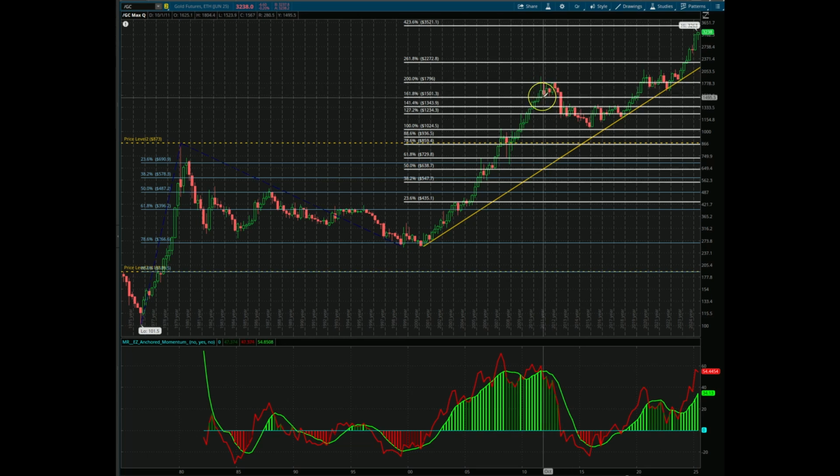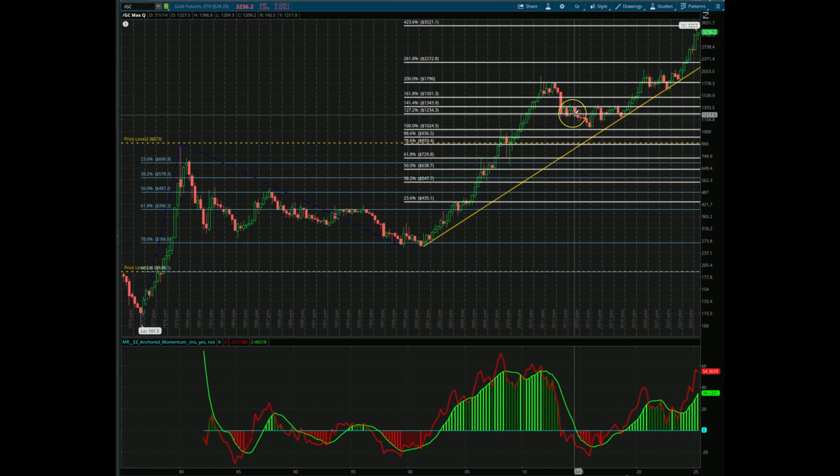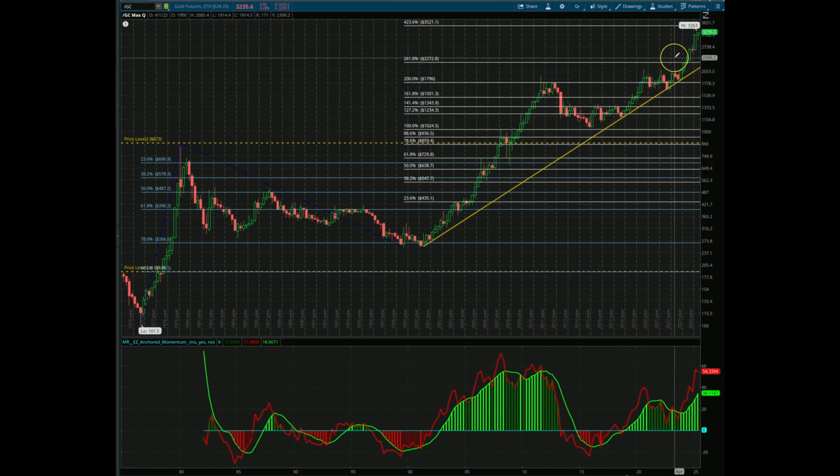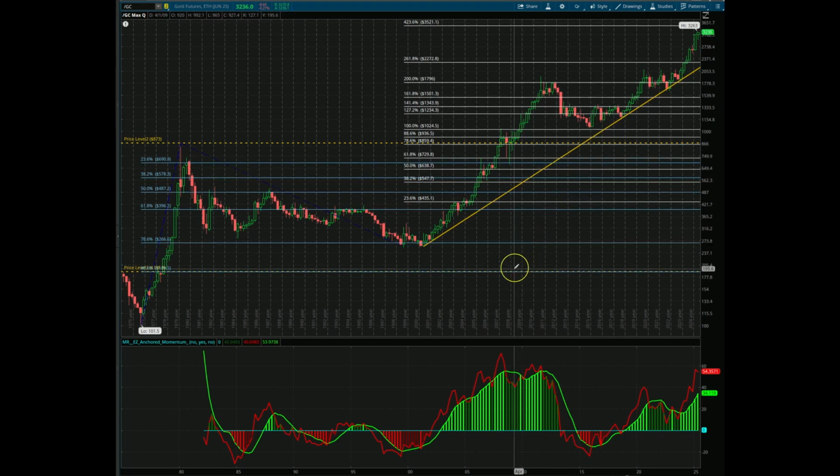Now, it doesn't collapse, which is a good sign. It consolidates sideways to downwards, which is to be expected, given the move that it took. So that's saying we're going to pause and then take it higher. And that's what it does. And that's gold. So the next stop that I have is oil.